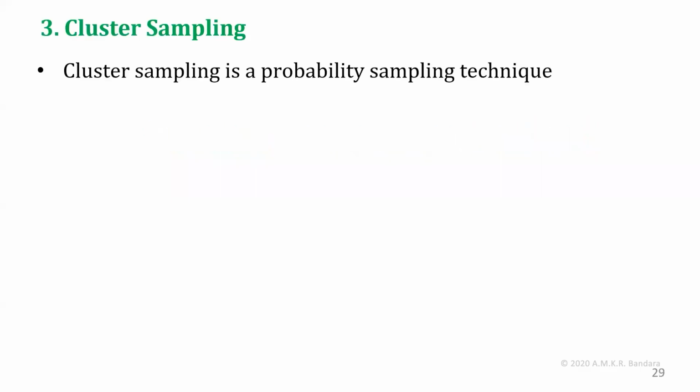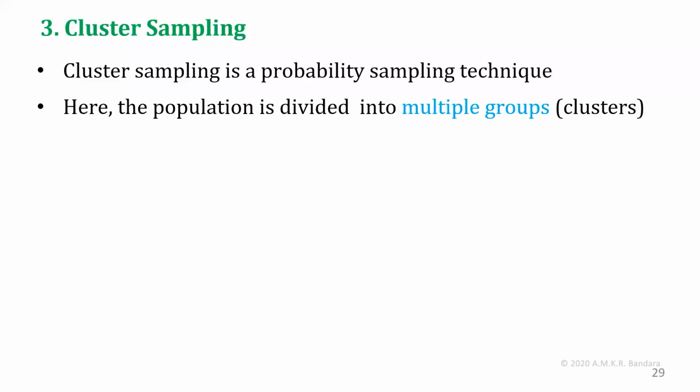Then the next sampling method is cluster sampling. Here it is also a random sampling, a probability sampling. Here we are selecting clusters randomly. Here the population is divided into multiple groups. For example, assume I want to select a sample from your class. In your class you are sitting in rows.